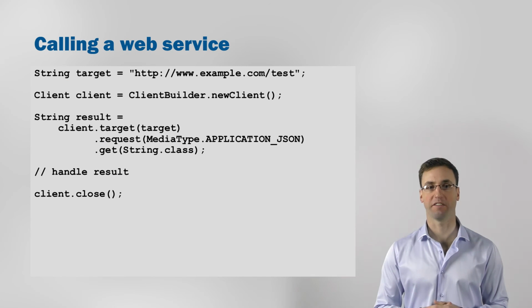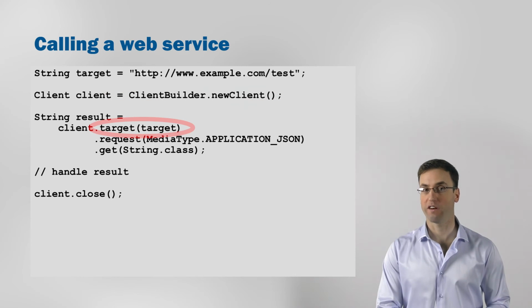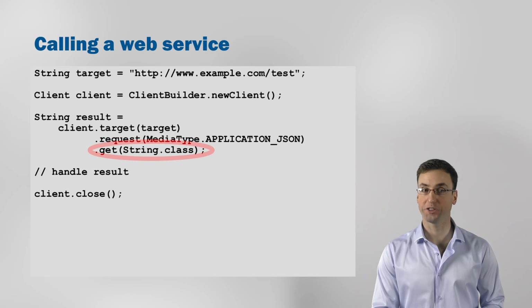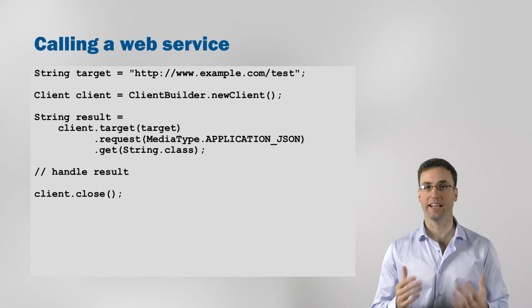Here's what it looks like in Java. I create the JAX-RS client, I set the URI of the resource, I create the request, then I invoke the request, and then when I'm done, I can close the client. It's that simple.